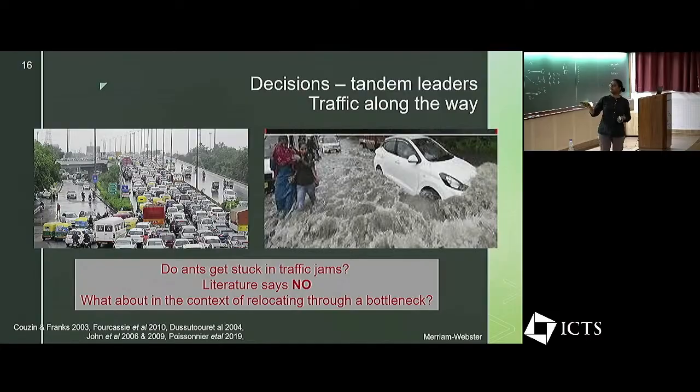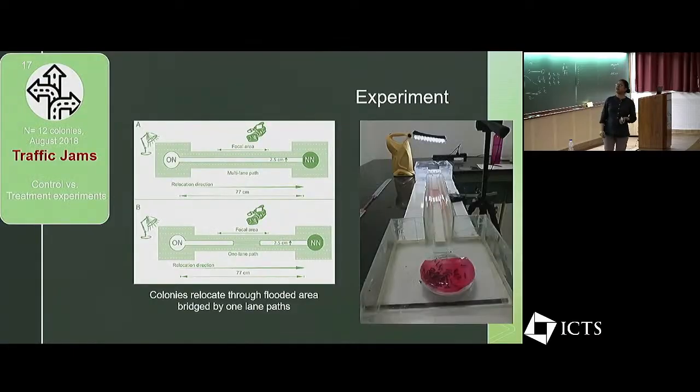But when we do experiments where we are looking at the context of relocation and through a bottleneck, we wanted to find out what happens. All right, so do ants face traffic jams? And this is the scenario where there's multiple lanes, many ants can go through. Whereas if we make a part of it into a single lane where only one ant can pass at any time, then can we see traffic jams?